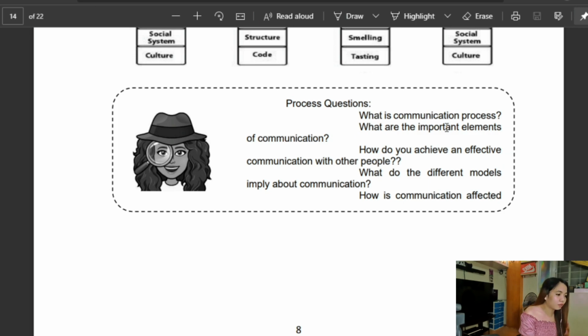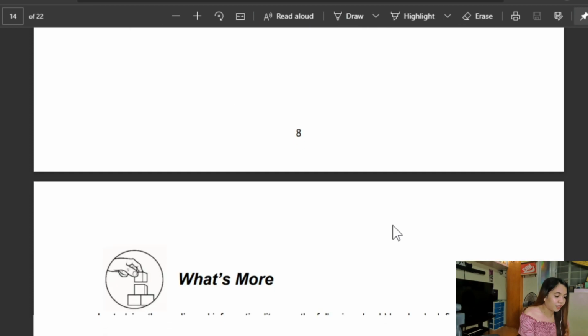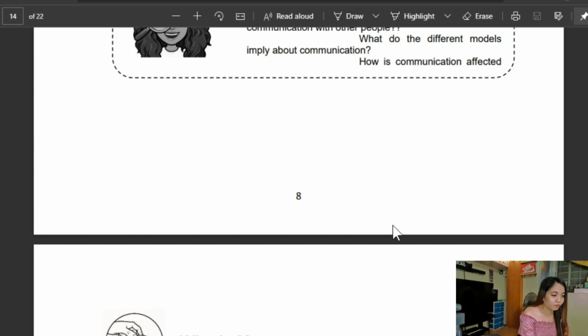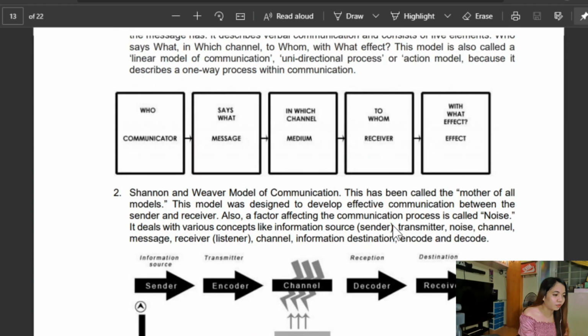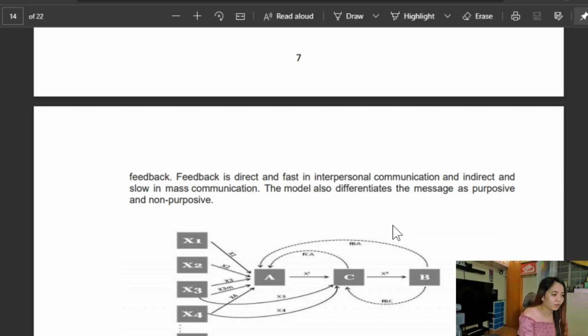Okay, so let's now have the different process questions. What is the communication process? What are the important elements of communication? How do we achieve effective communication with other people? What are the different models implied about communication? And how is communication effective? So here, these are what you will answer in your module. Sadly, there is no answer key, okay? The answers are all here.